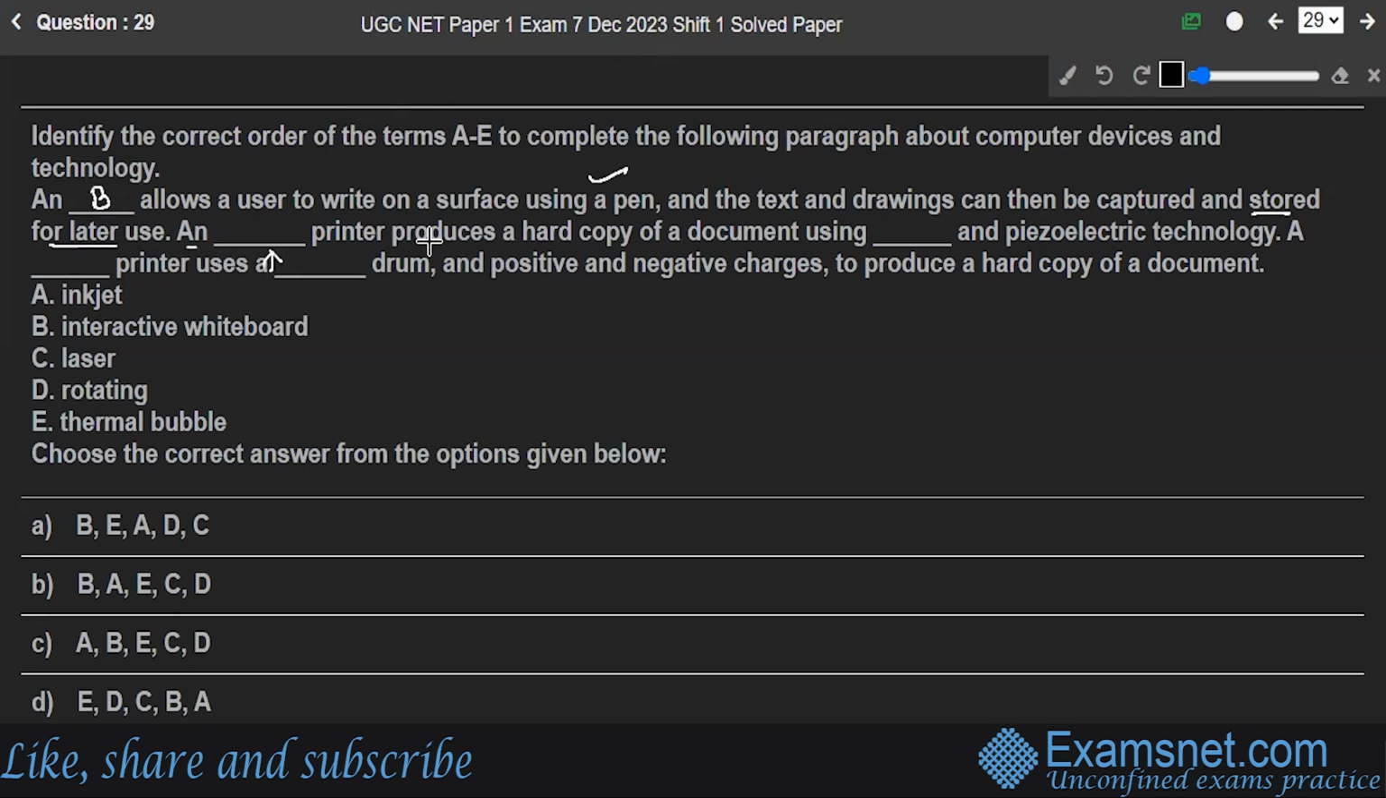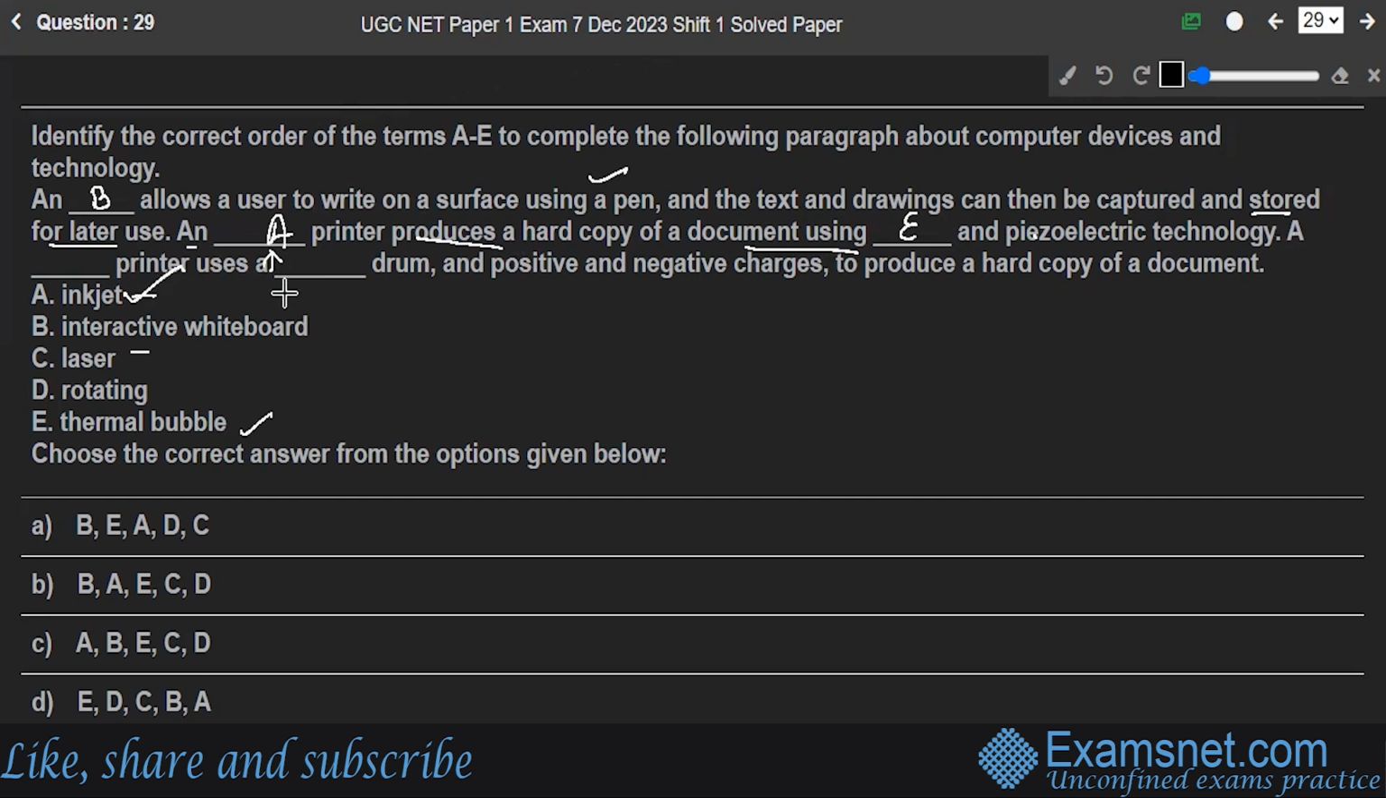And dash printer produces a hard copy of the document. See, over here, there is the inkjet printer, there may be the laser printer. So I am having two printers over there. If I read it further, it says, dash printer produces a hard copy of the document using dash and piezoelectric technology. So this is definitely an inkjet printer, because inkjet printer, that's your first option, produces a hard copy of the document using thermal bubble and piezoelectric technology.